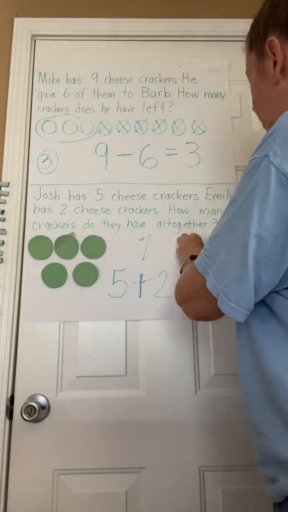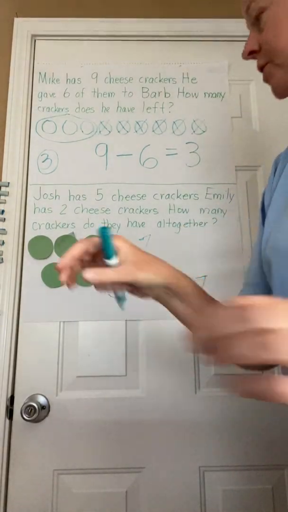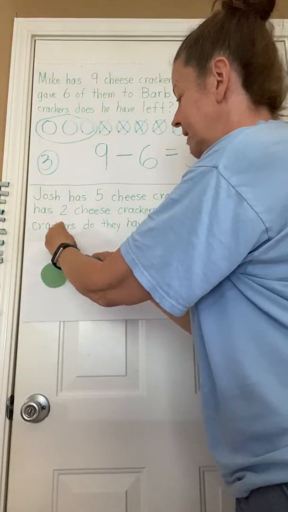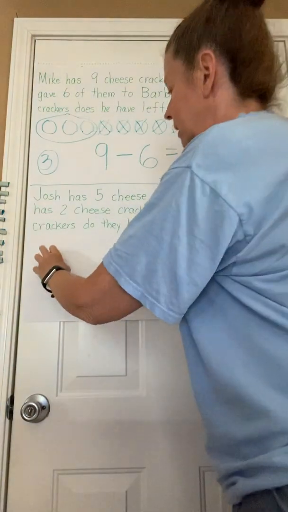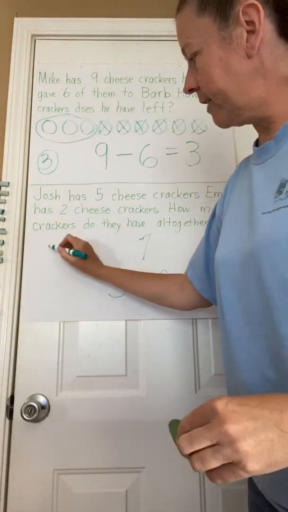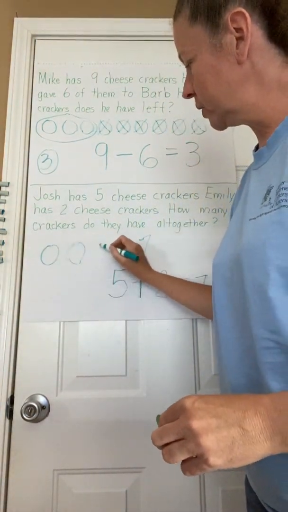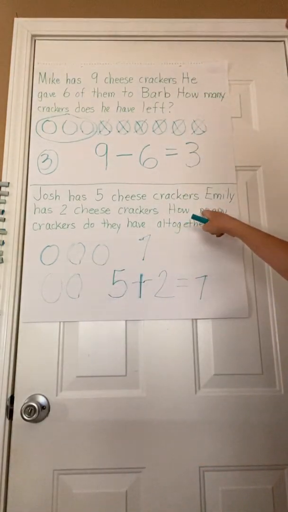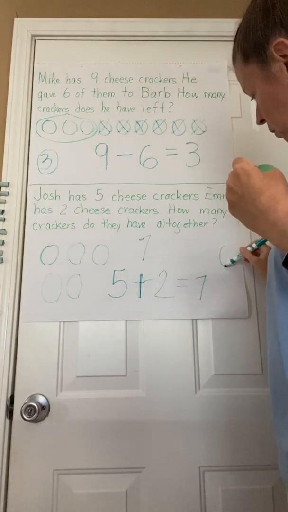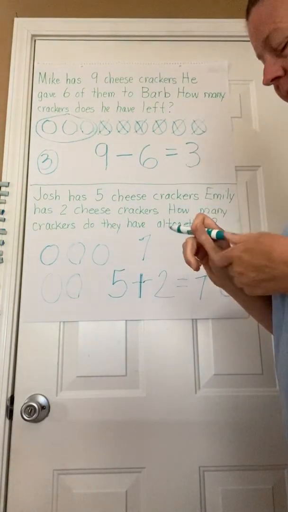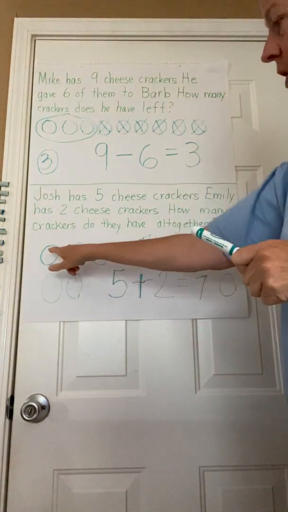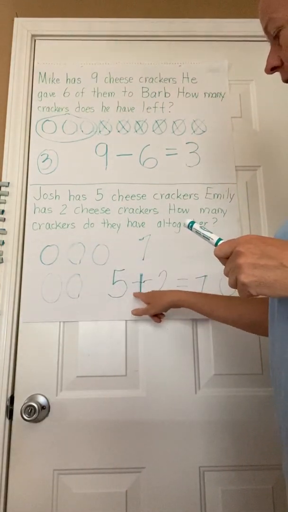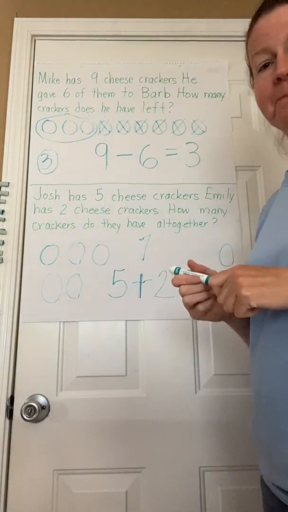And like I said before, if you don't have the counters, you can just draw circles. Circles are easy. How many does Josh have? 1, 2, 3, 4, 5. And how many does Emily have? 1, 2. And then when you're counting them all together, 1, 2, 3, 4, 5, 6, 7. 5 plus 2 equals 7.